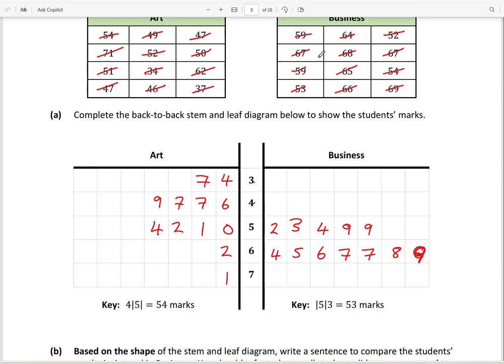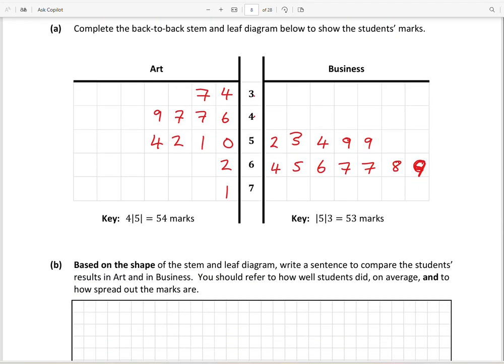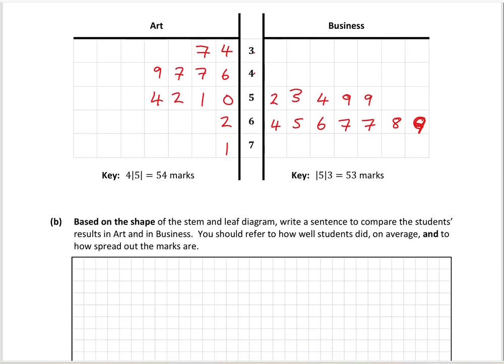So that's that answered. Right, based on the shape of the stem and leaf graph, write a sentence to compare the students in art and in business. You should refer to how well the students did on average and to the spread, to how spread out the marks are.